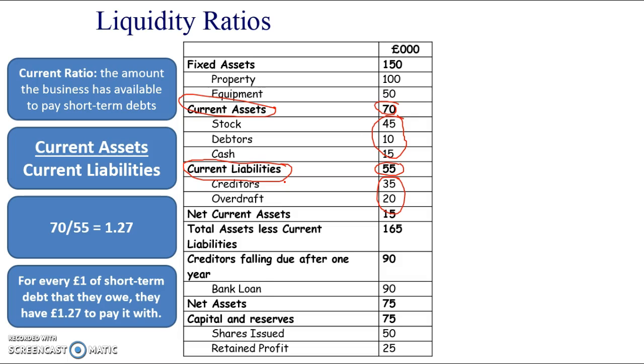Now, if you go on to do business studies at A-level, or you go on to do accounting, they'll give you some more direction on how to judge these things. But at GCSE, the general rule is if the answer comes out as above 1, it's all right. They're doing okay.